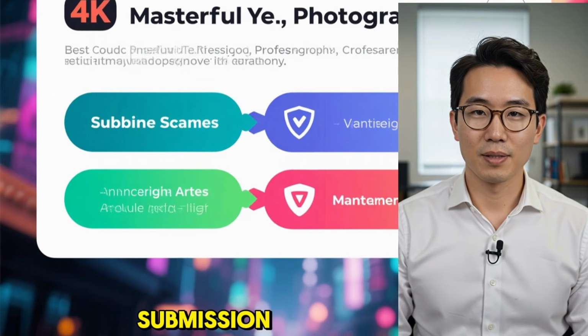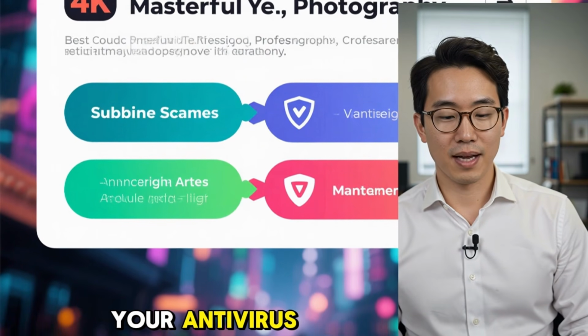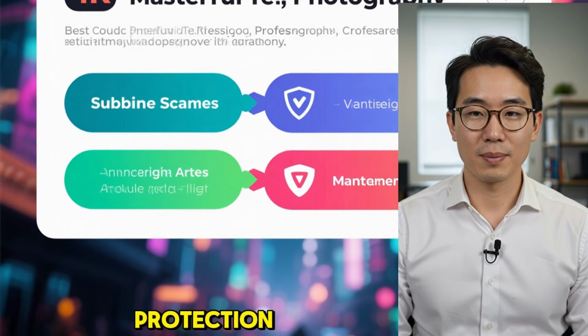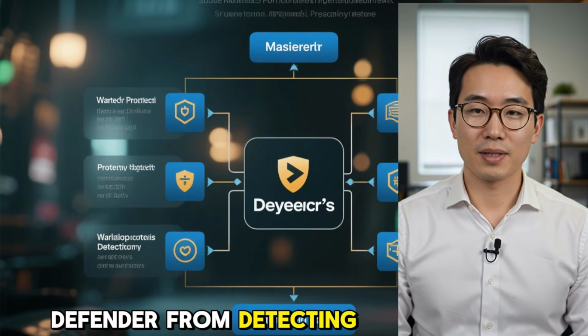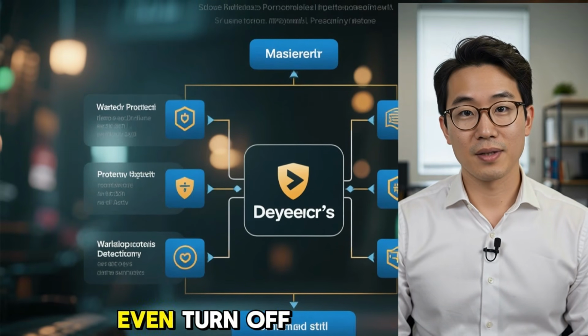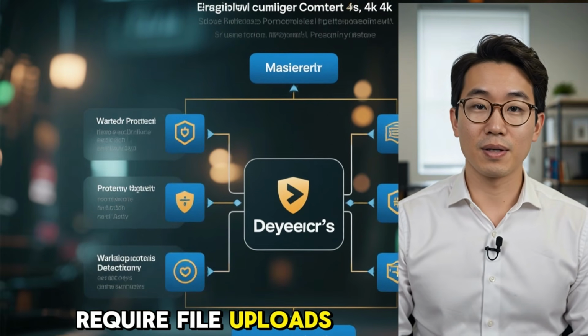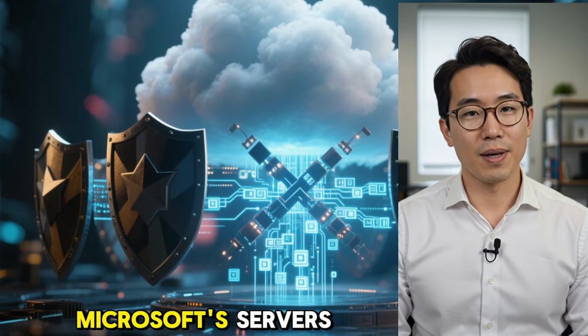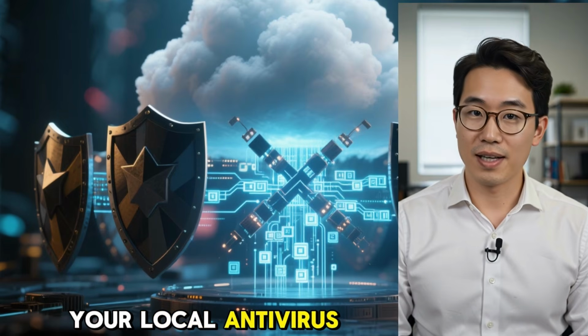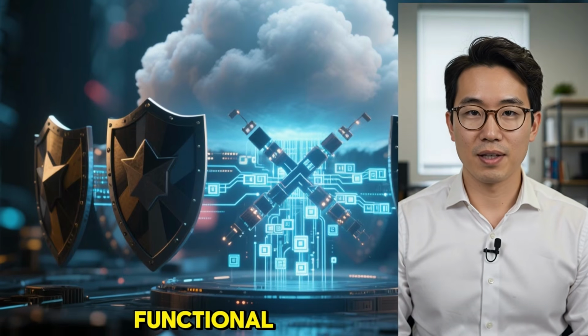Turning off automatic sample submission does not disable your antivirus. It does not turn off real-time protection. It does not stop Defender from detecting known malware. It does not even turn off cloud protection for the metadata-based analysis that does not require file uploads. It specifically removes the mechanism by which your actual files get sent to Microsoft servers. Your local antivirus protection remains fully functional.